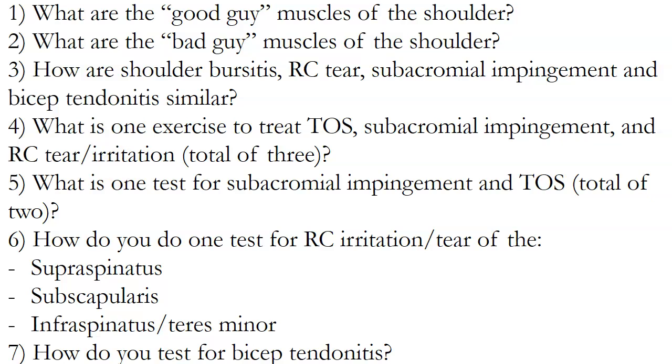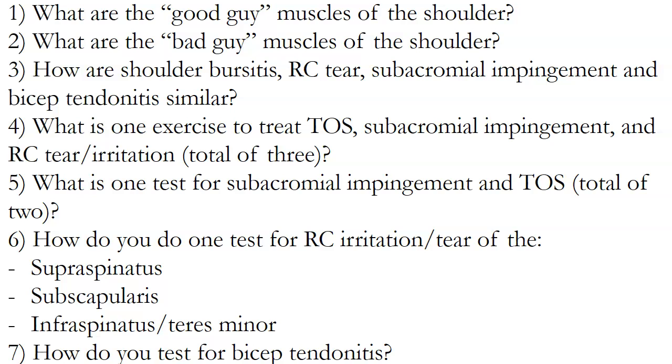There's one test for subacromial impingement and TOS. For subacromial impingement, I would think the Neer's test would be really good. For TOS, I would do the Roos. There's one test for irritation of the following: supraspinatus. That's for abduction. I would think the full and empty can test would be a good one.